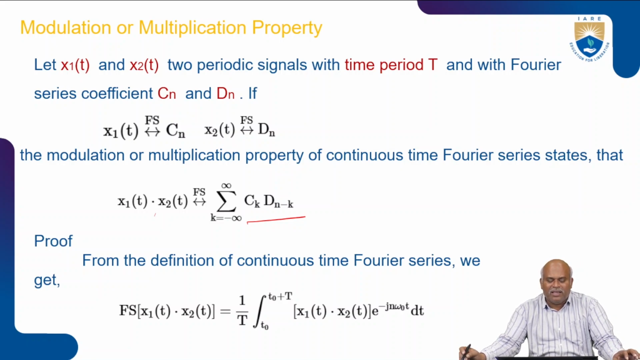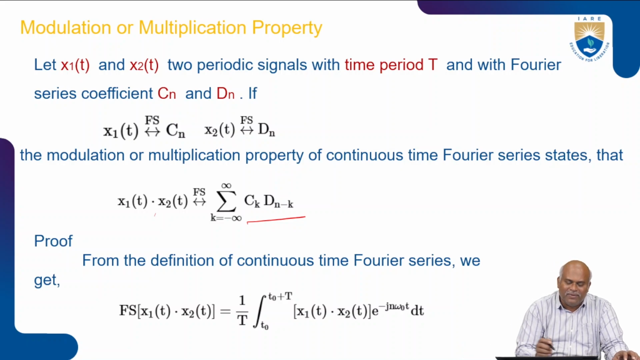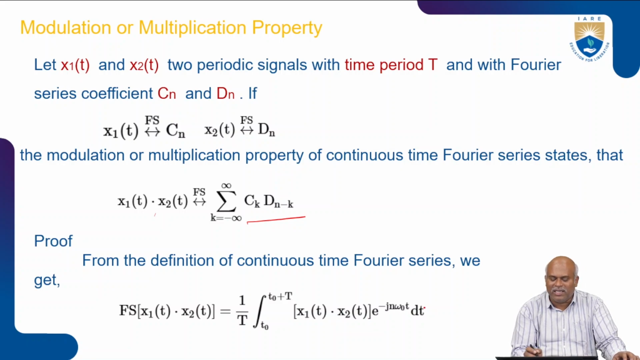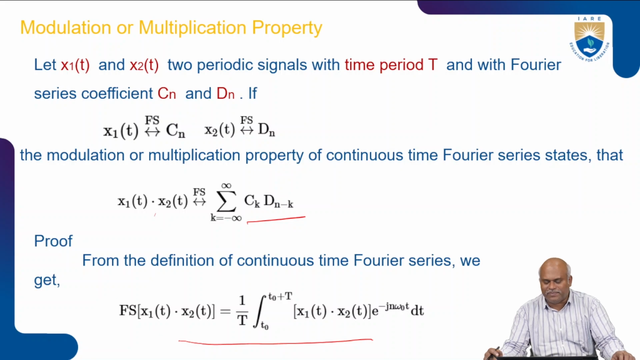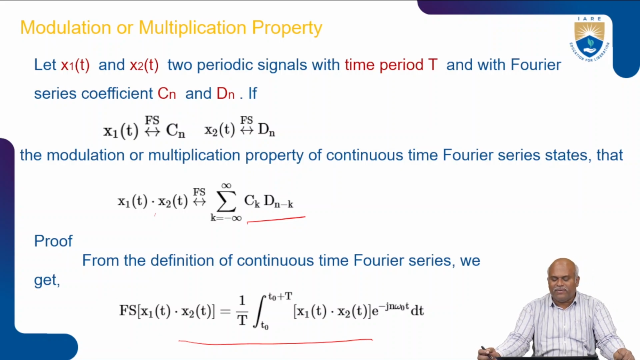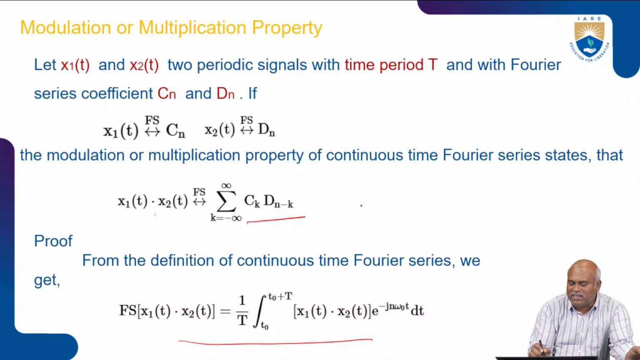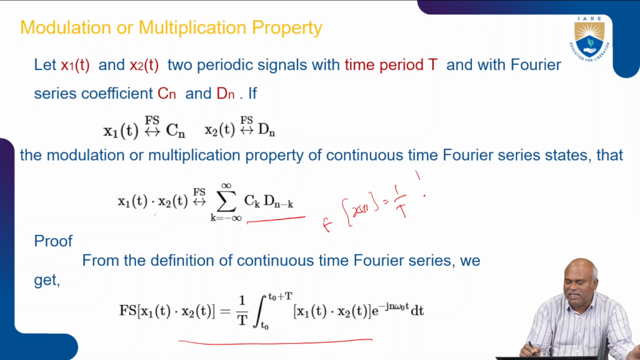So we take the definition of continuous time Fourier series: the Fourier series of x1 of t into x2 of t is equal to 1 by T integration from t0 to t0 plus T of x1 of t into x2 of t e power minus j n omega 0 t dt. This equation we represent as the Fourier series condition. So I write for x of t the Fourier series as 1 by T, the average value integration of x of t.